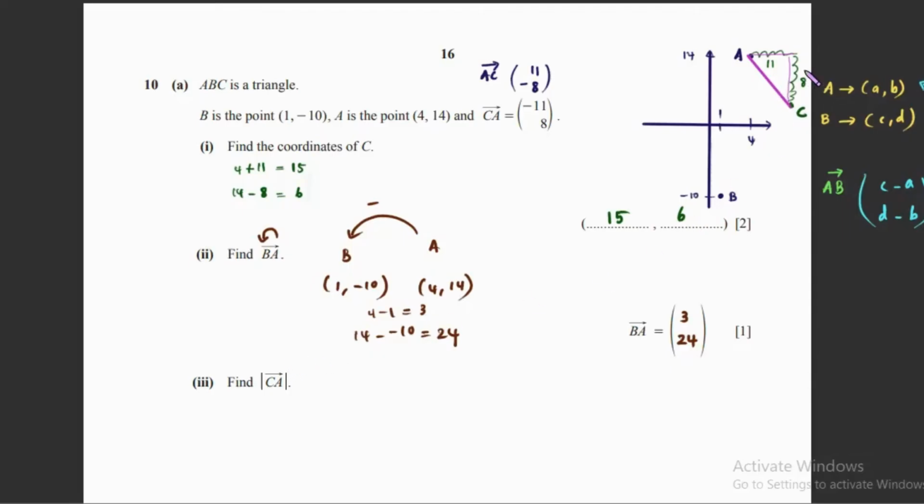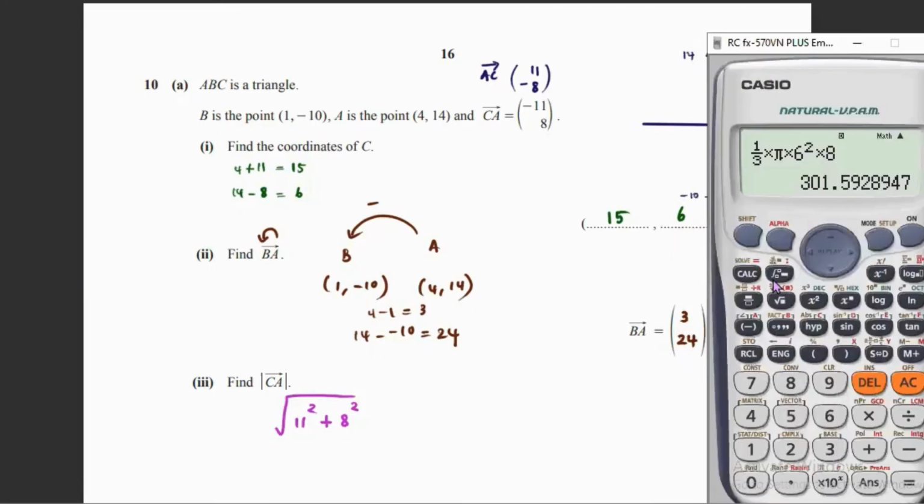So this side is 11, this side is 8. So we square 11 and 8. It's like we're trying to calculate the hypotenuse, which is CA. We need to add them and square root the answer that we get. So when we put this in the calculator, let's see what we get. The square root of 11 squared, I need to add that with 8 squared. So when I do that, I get square root of 185 as the answer.